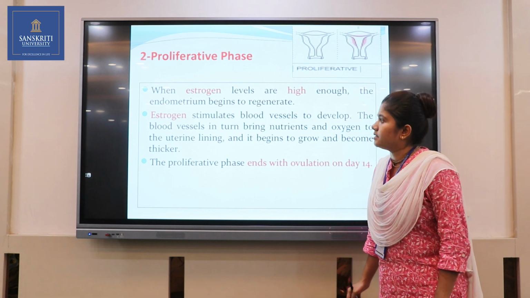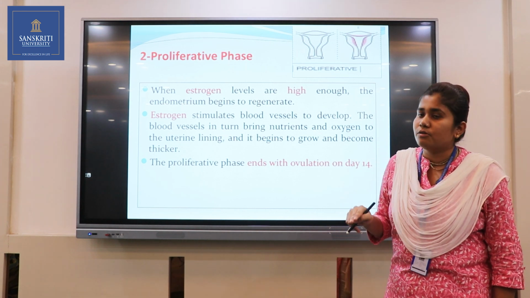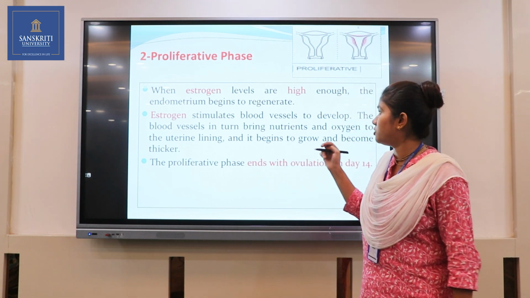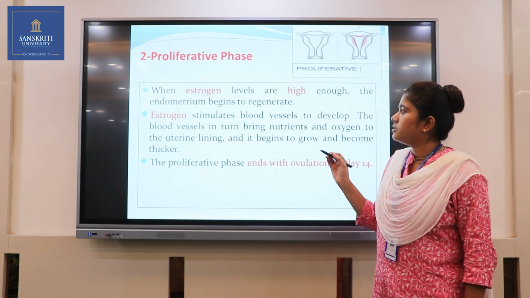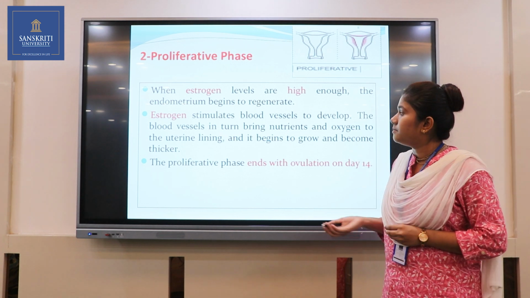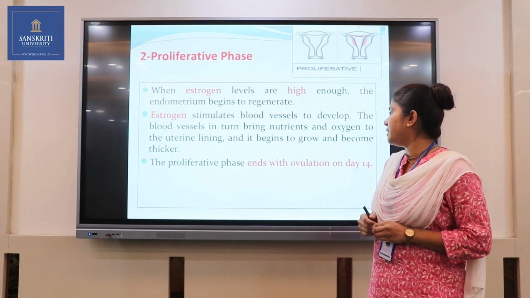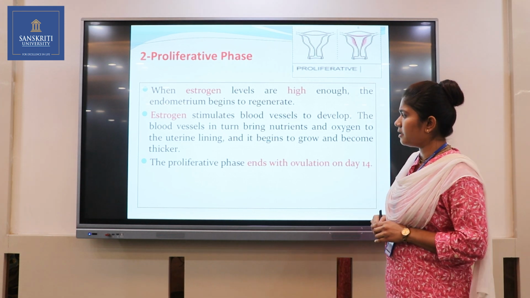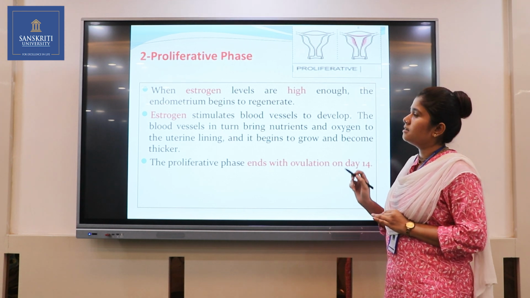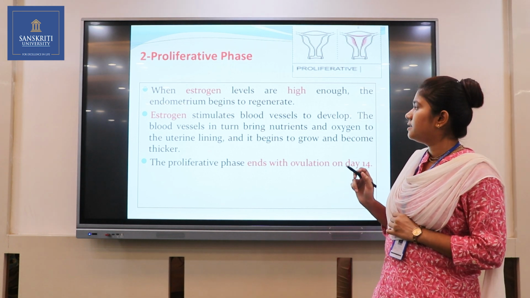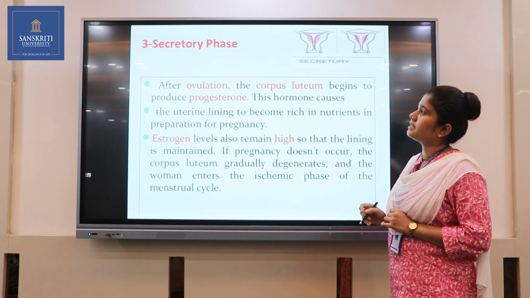Next phase is the proliferative phase. In the menstrual phase the estrogen and progesterone levels are low, and then in the next phase the estrogen level is high enough that the endometrium begins to regenerate. Okay, then estrogen also stimulates blood vessels to develop, which in turn bring nutrients and oxygen to the uterine lining, and it begins to grow and become thicker. The proliferative phase ends with the ovulation day, that is the 14th day. We can say this phase runs from the 6th day to the 14th day. Then next phase is the secretory phase.